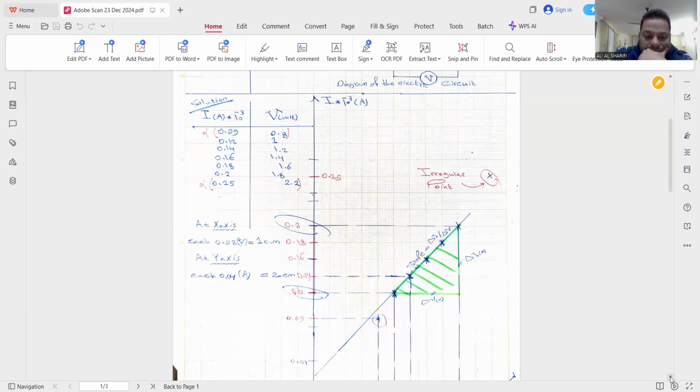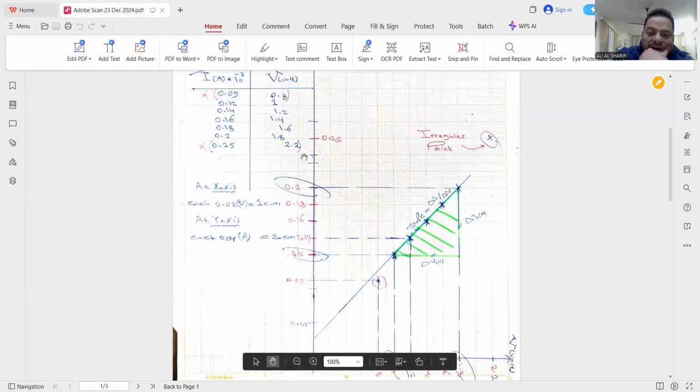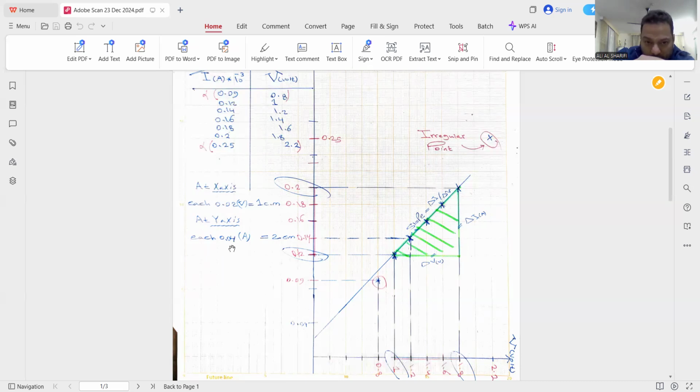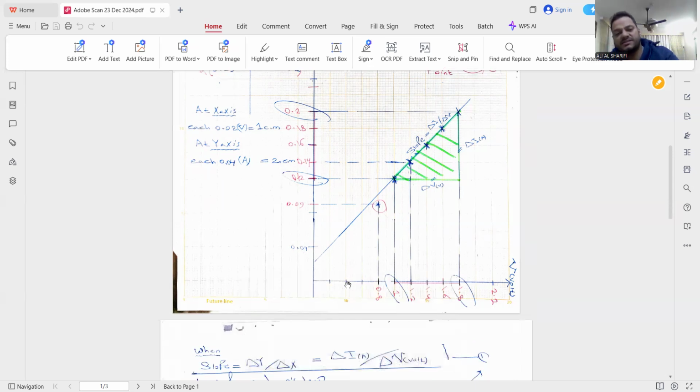According to that, on the x-axis, I said each dot 0.02 equals 1 centimeter, and on the y-axis, each dot 0.04 equals 2 centimeters. By that, I divided the x-axis and y-axis like that. It's important to write that.